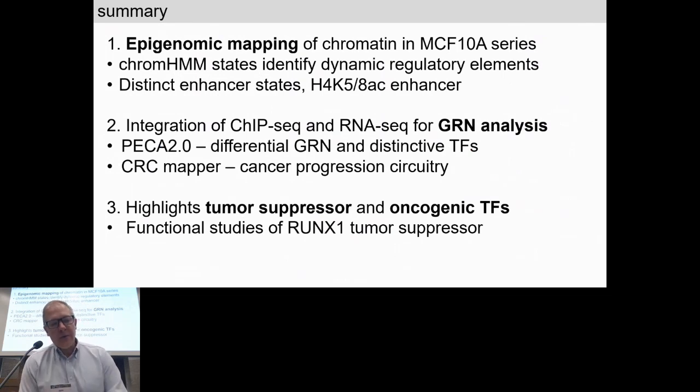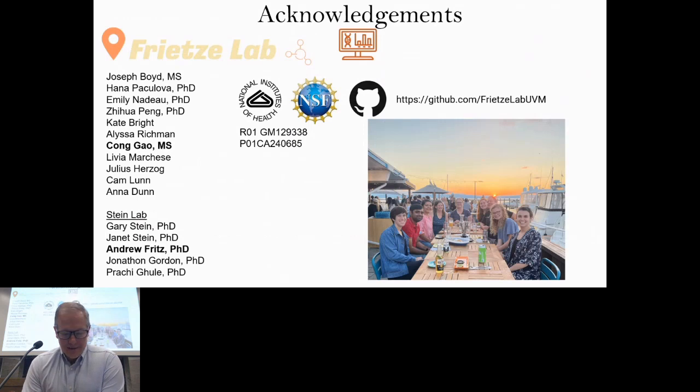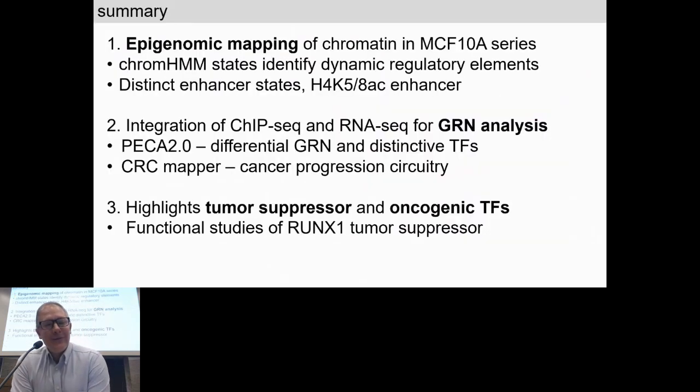In summary, we performed epigenomic mapping on this 10A series and used chromatin state annotation to identify dynamic regulatory elements. We've incorporated some new tools in this process that allow us to integrate and visualize this data. We've taken advantage of two gene regulatory network tools to better integrate this data and understand key transcription factors in this process. These results highlight important tumor suppressor or oncogenic transcription factors in this cell model.